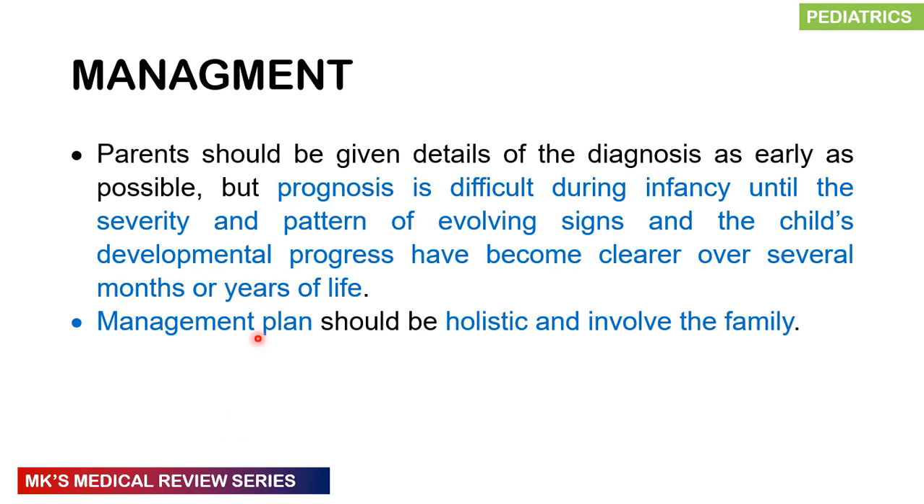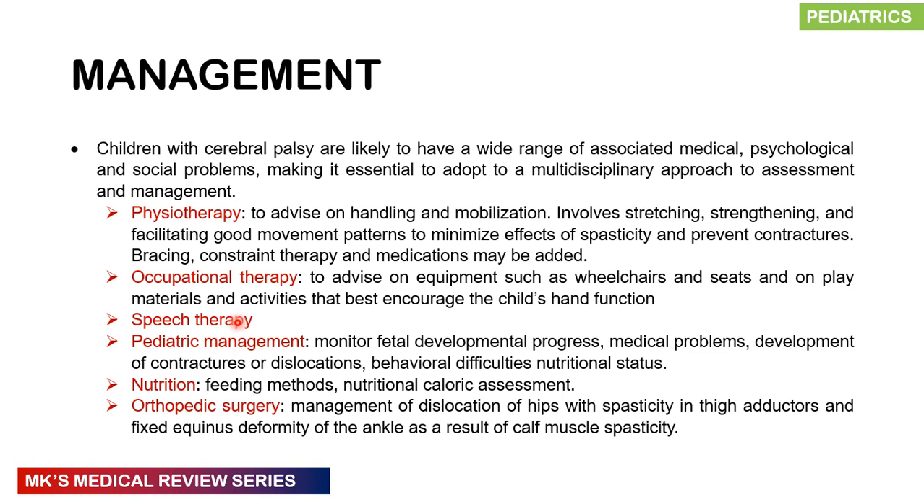So management plans should be drawn up. It should be holistic and should involve the family. You're going to involve a wide range of other professions. So this child may need physiotherapy, and remember, this is going to be dealing with handling and mobilization. So they may have stretching, strengthening, or even facilitating good movement patterns, and these often tend to minimize the effects of spasticity and to prevent contractures. You may also have some bracing and constraint therapy and certain medications that may be added.